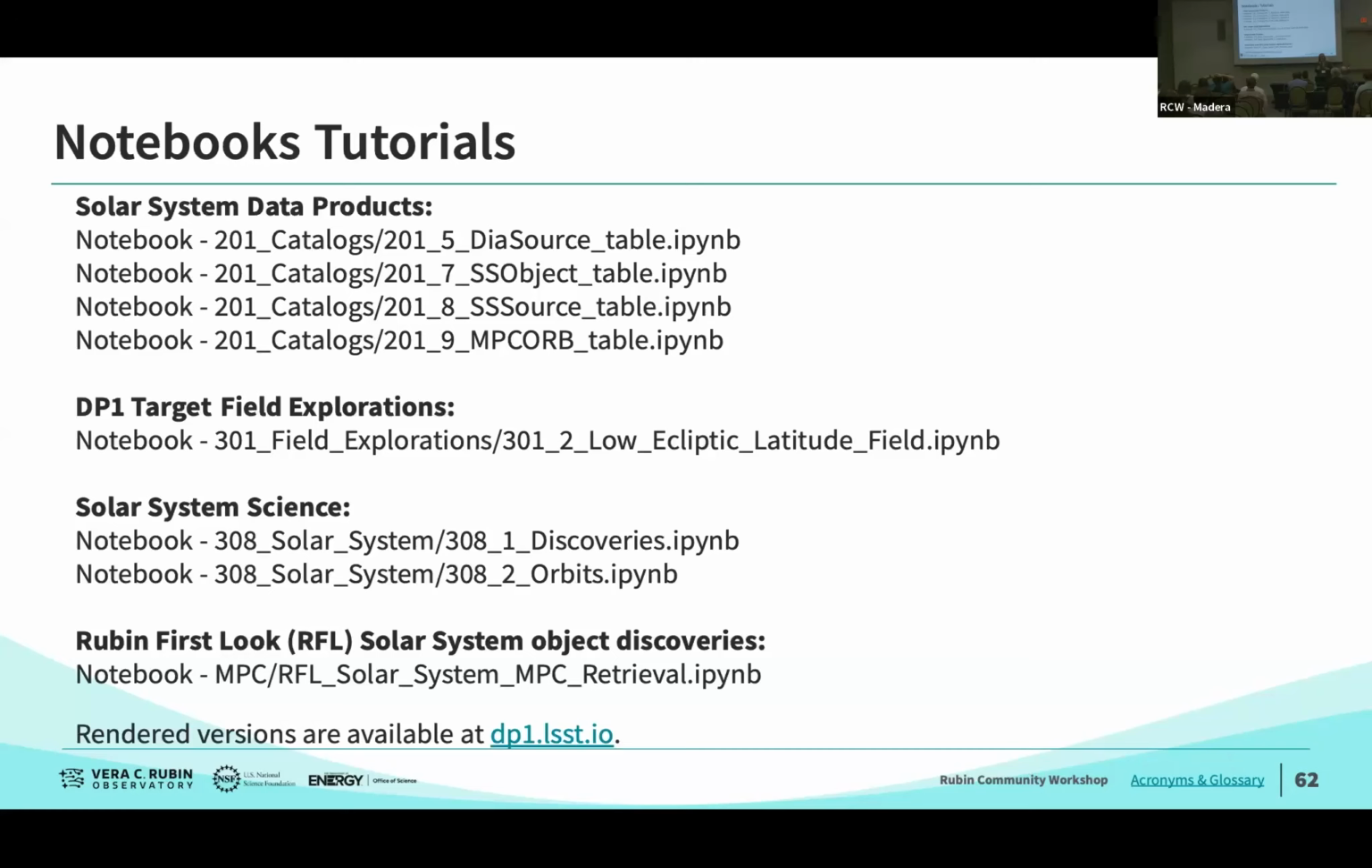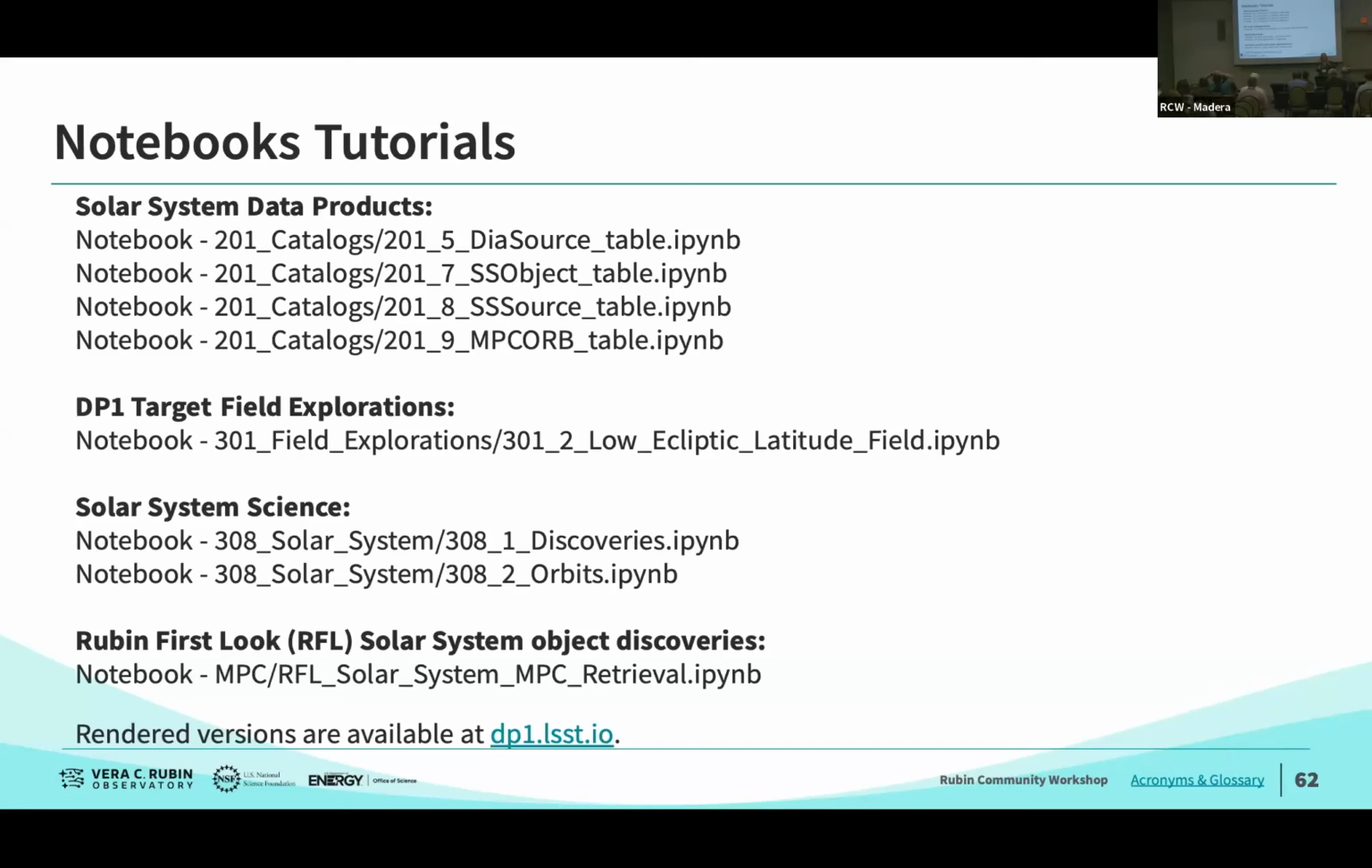We also have a couple of specific solar system science tutorials, one that walks you through basically what I just showed for the portal example of how you get the discoveries out for small bodies. And then another one that specifically looks at the different orbital classifications for all of the moving objects in DP1. And then there's also a notebook here for these Rubin First Look solar system object discoveries.